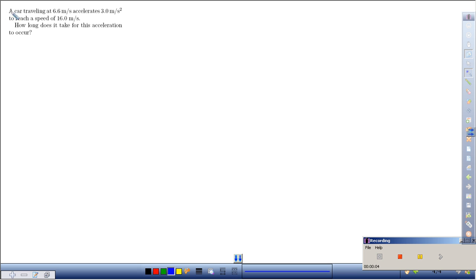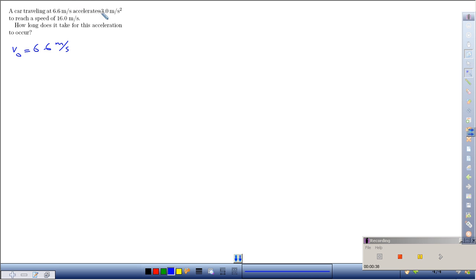So let's see what we know. A car traveling at 6.6 meters per second. Stop. There's a number with some units. 6.6 meters per second is what the car is initially doing. So I'm going to write that my V0 equals 6.6 meters per second.